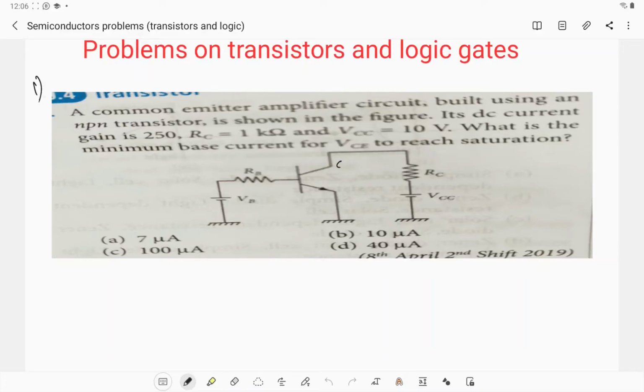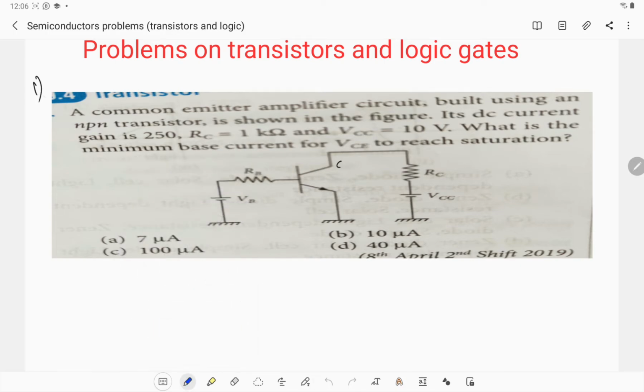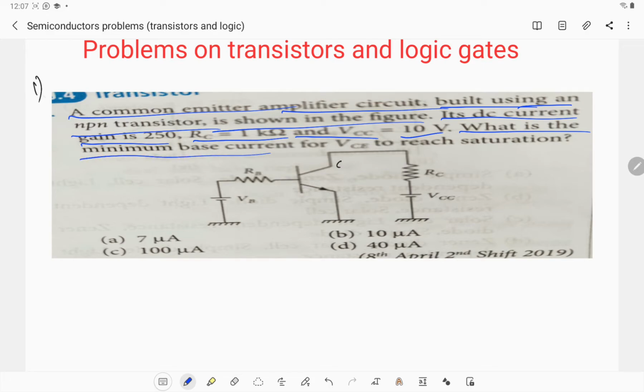Now we are going to discuss some important problems from transistors and logic gates. So here is the first problem. A common emitter amplifier circuit built using an NPN transistor is shown in the figure. Its DC current gain is 250, RC is 1 kilo ohm and VCC is 10 volts. What is the minimum base current for VCE to reach saturation?